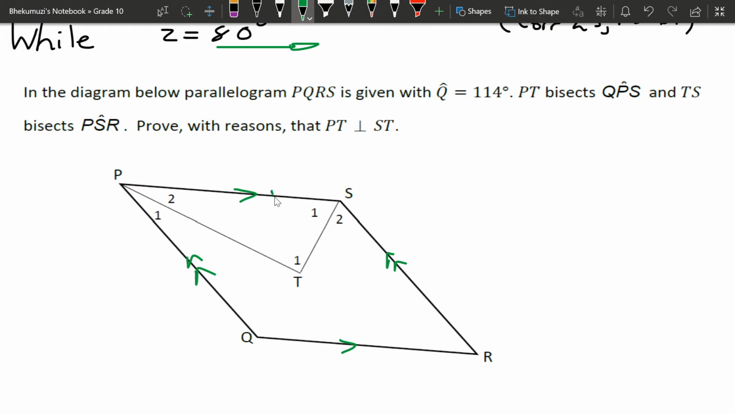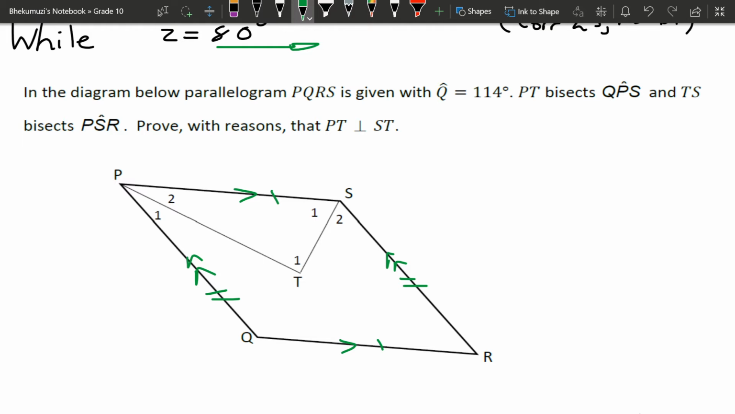But not only that, we know that this is equal to that, and this would be equal to that one there. Okay, so that's just some of the properties of a parallelogram, right? And we should know those properties of a parallelogram, so it makes it easier for us to actually find the solutions, right?